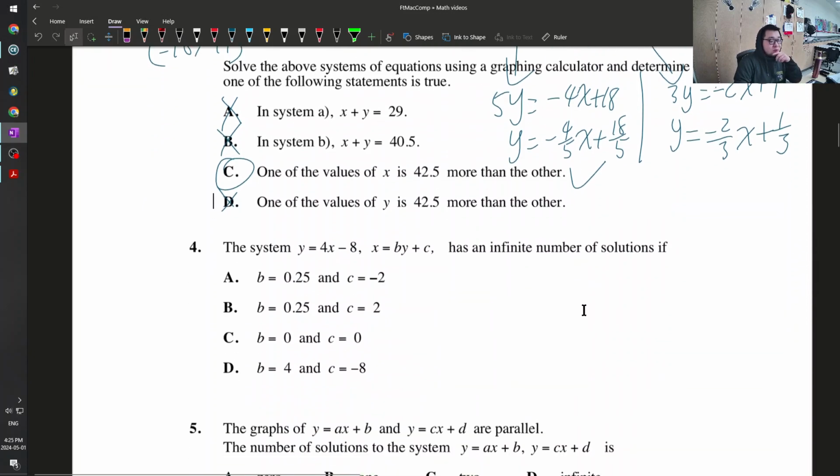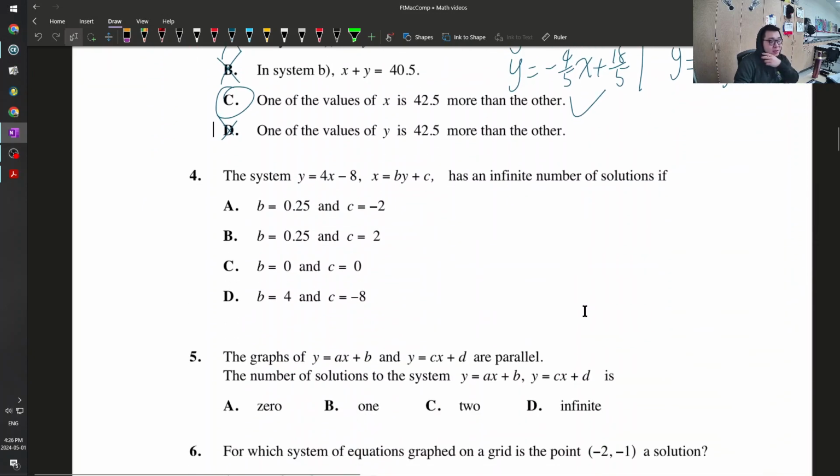4. The system y is equal to 4x minus 8 and x is equal to by plus c has an infinite number of solutions if. So here we want our equations to be multiples of one another. So let's take a look. So let's just rearrange some stuff.